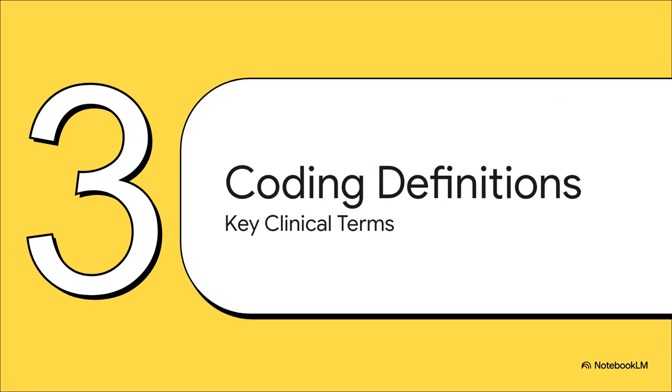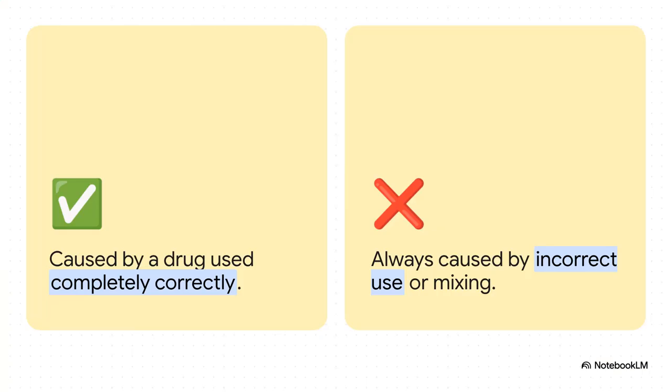Section 3. Key clinical coding definitions. Differentiating between a poisoning and an adverse effect is literally the biggest point of confusion for coders. We have all been there, right? Staring at a chart, second-guessing the provider's intent. So let's break this down. The crucial distinction here comes down to intent and execution. An adverse effect happens when a drug is used completely correctly. It was prescribed right, administered right, but the patient still had an unexpected or bad reaction.